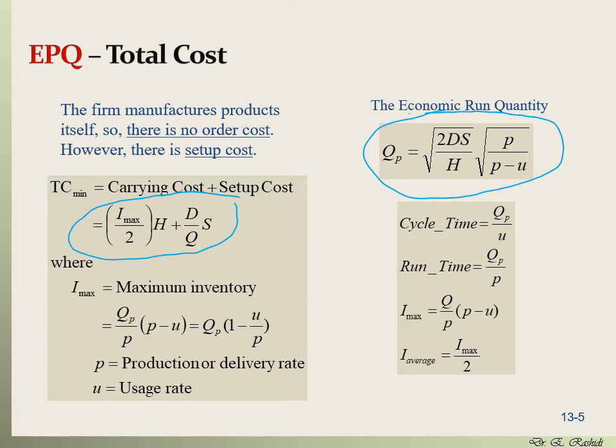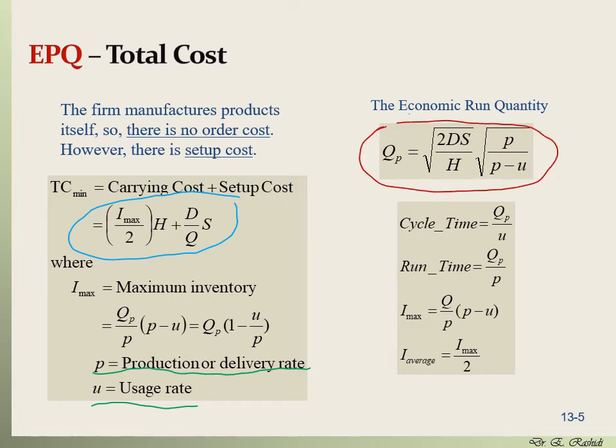which as you see here, has two multiplication components. The first one is the square root of 2 multiplied by D multiplied by S divided by H, which is similar to what we had for the previous model, except here we have the setup cost S, previously we had the order cost. And this is multiplied by another component, which is the square root of P divided by P minus U. P is the production rate. If you remember from the assumptions, we assume that the production rate is constant, and U here is the usage rate, which we also assume is constant. So P and U are just numbers, these are parameters. If you multiply these together, you get the optimal quantity for production, QP.